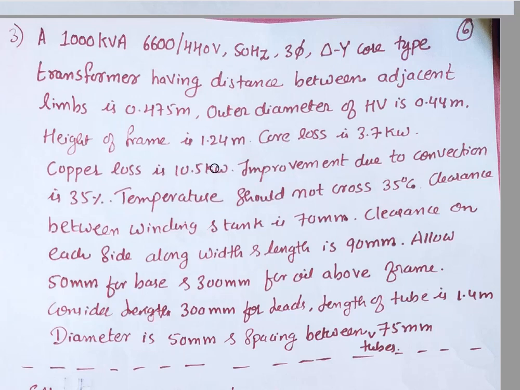Core loss is 3.7 kilowatt. Copper loss is 10.5 kilowatt. Improvement due to the convection is 35%. Temperature rise should not cross 35 degrees Celsius. Clearance between the winding and tank is 70 mm. Clearance on each side along width and length is 90 mm.